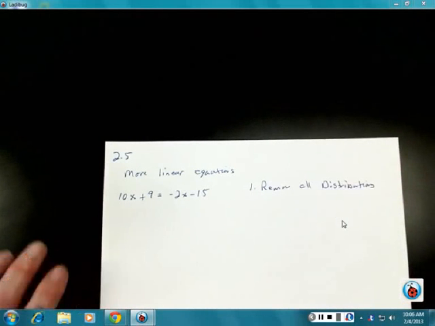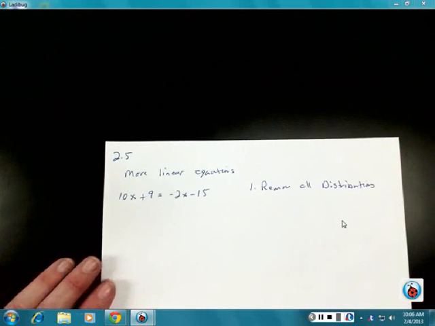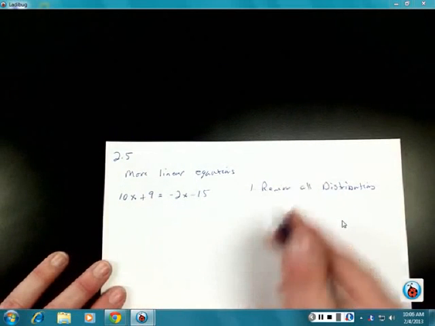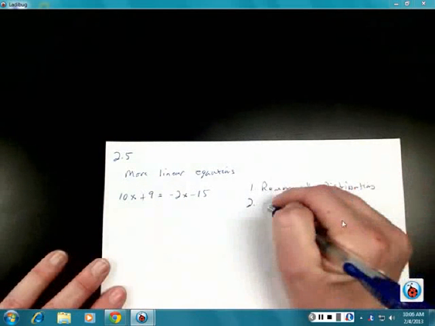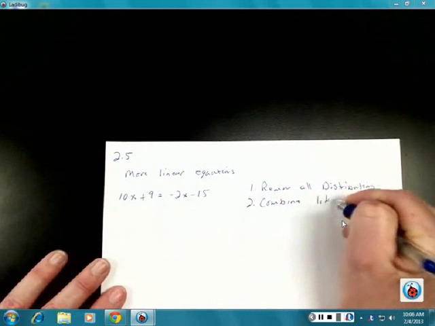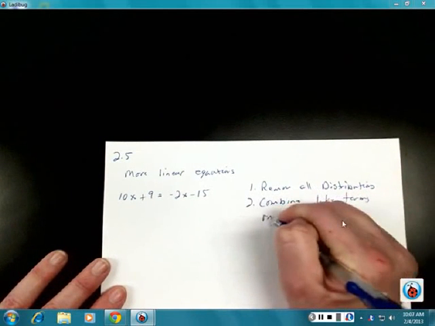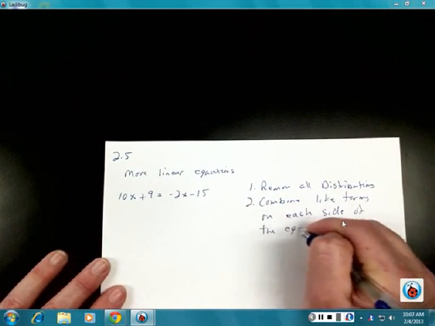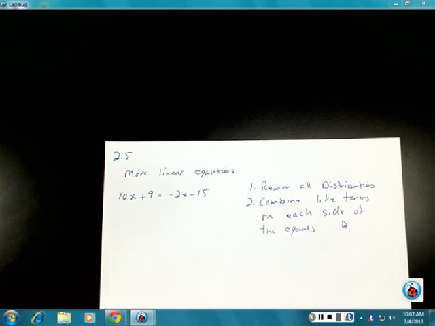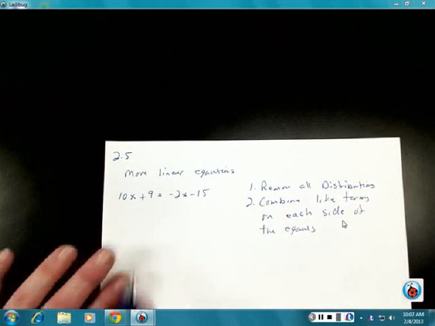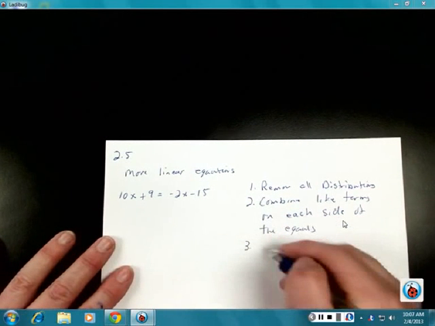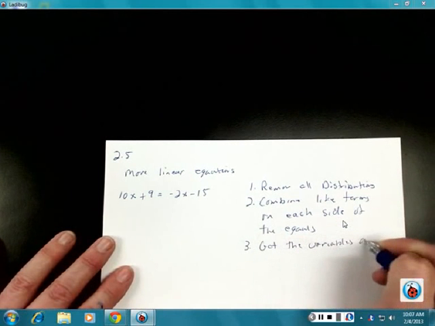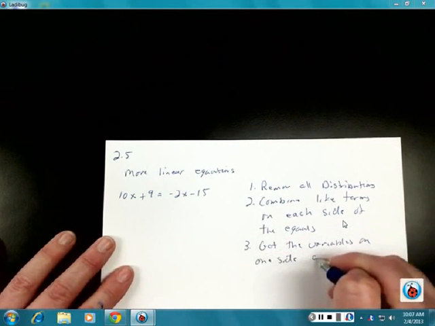Do I have anything in there that needs to be distributed in this problem? Yes or no? No. So I can skip the first step. Step 2 is combine like terms on each side of the equals. Do I have to combine anything with this one? No, nothing needs to be combined yet. Step 3 is get the variables on one side of the equation.